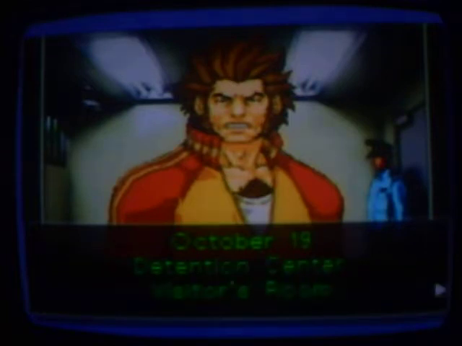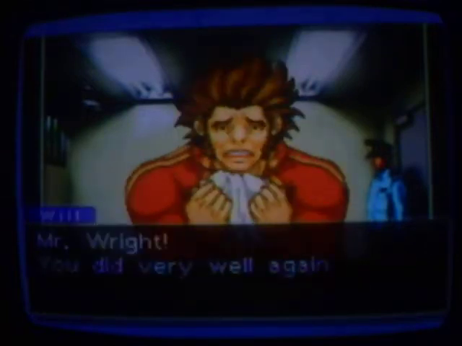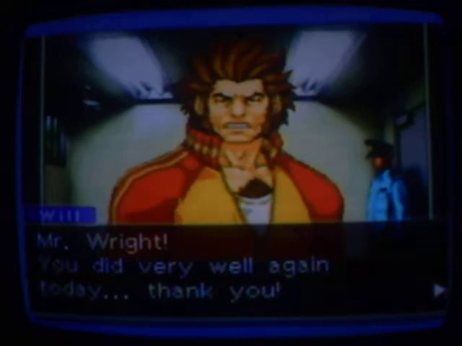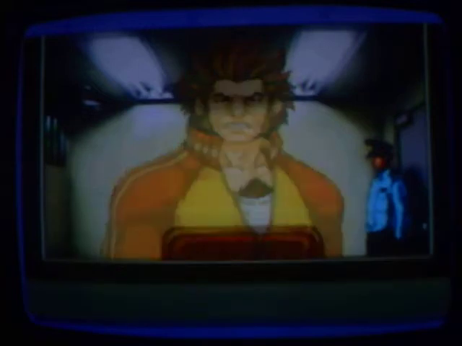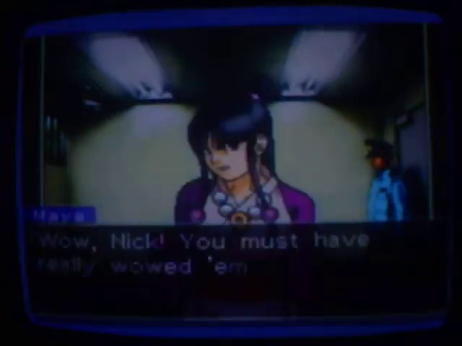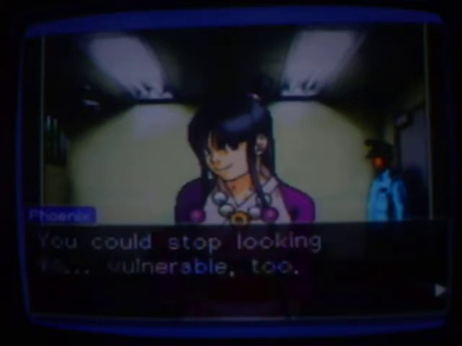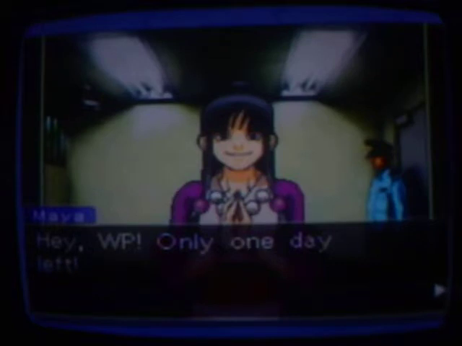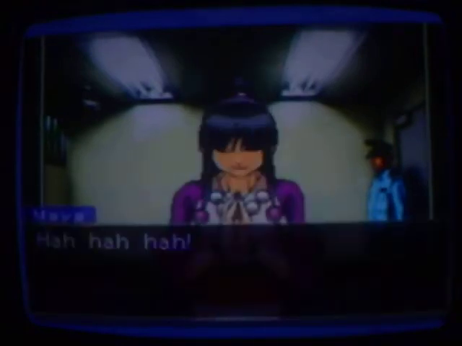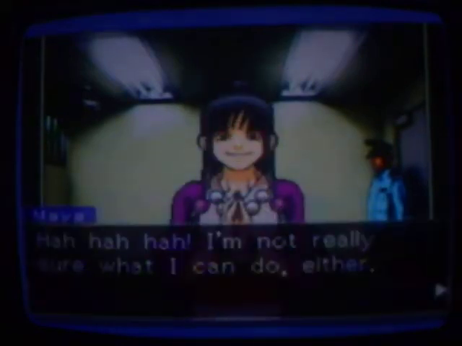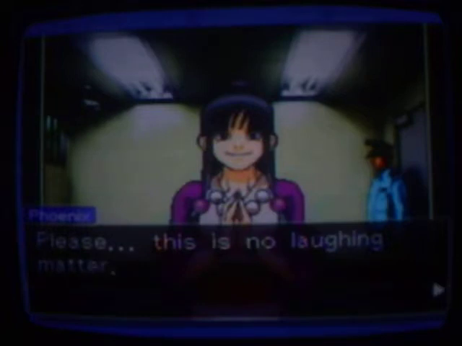Detention Center, visitor's room. Mr. Wright, you did very well again today. Thank you. Oh, thanks. Could you not look like you're about to burst into tears? Wow, Nick, you must have really wowed them in there. You could stop looking so vulnerable too. Hey, Mr. Powers, only 1 day left. Let's make it count. Yes, though there's not really anything I could do to help. Ha ha ha ha. I'm not really sure what I could do either. Please, this is no laughing matter.